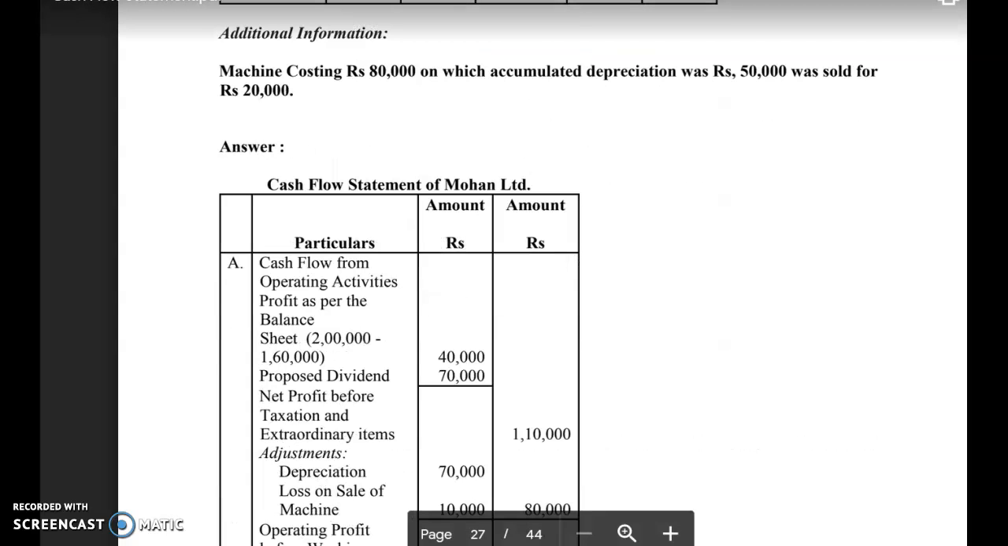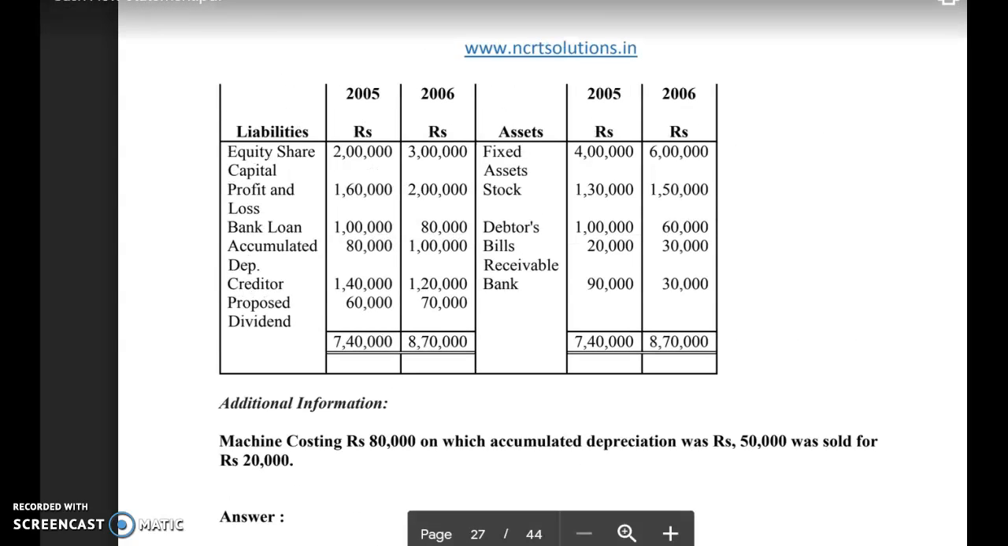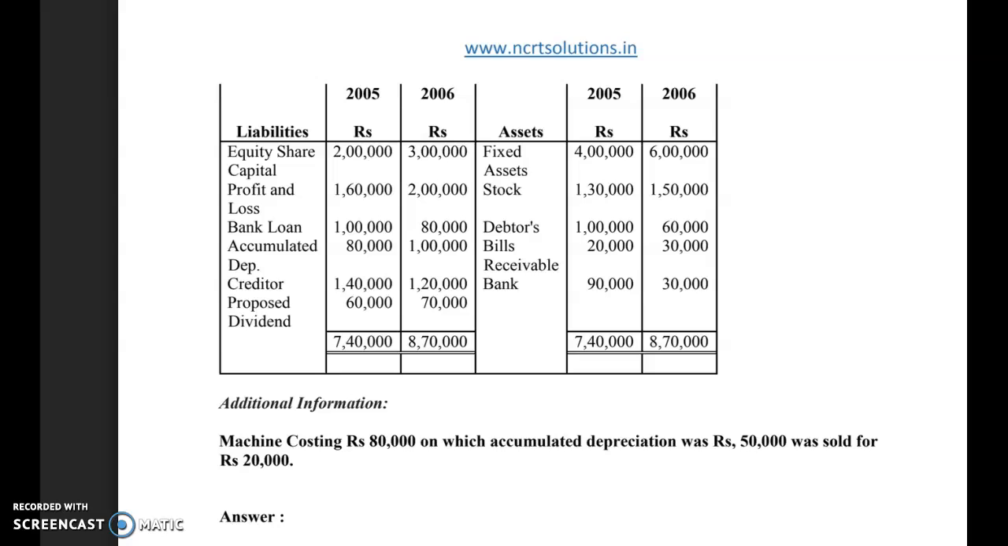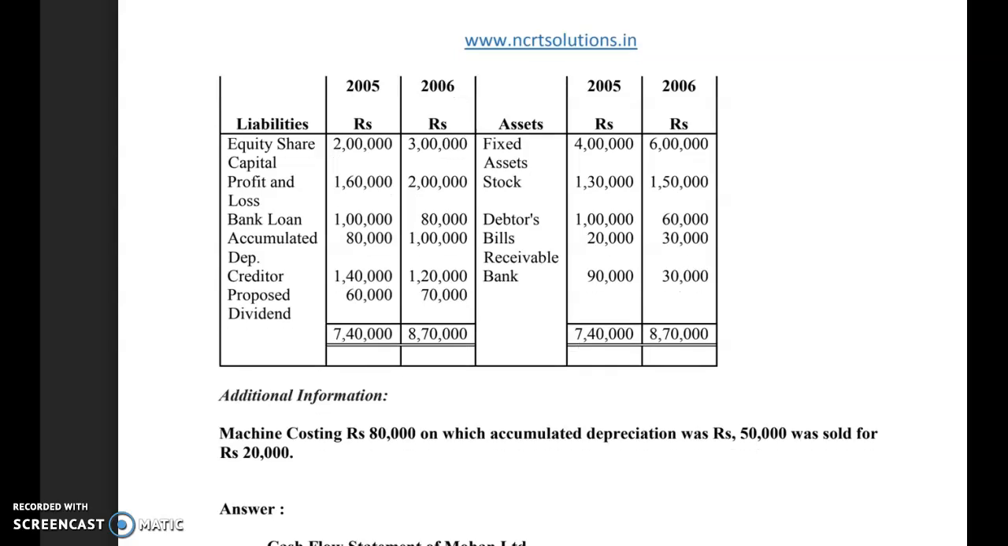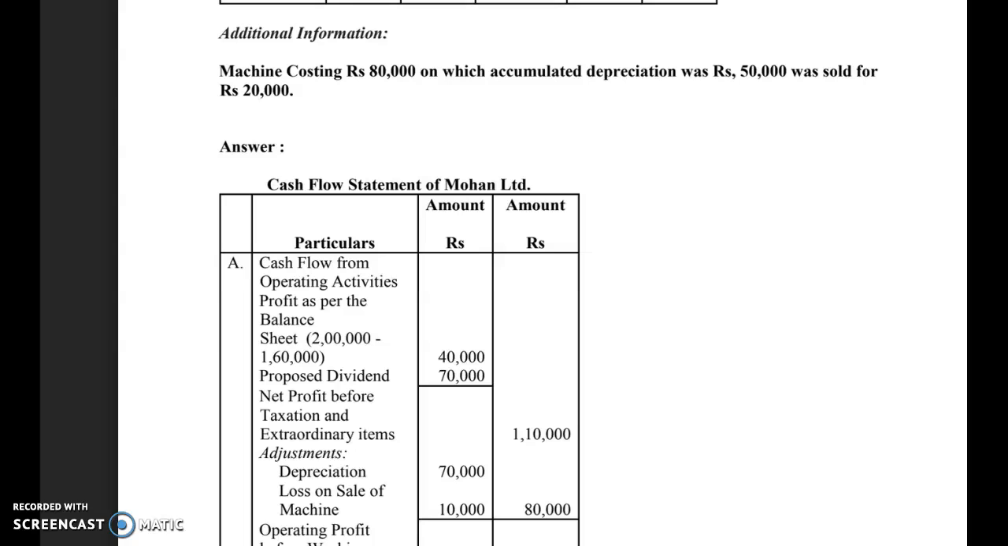So here we will start with the net profit of 40,000, that is the difference. Or you may take rupees 2 lakh as the total amount of profit for this year, and deduct 1,60,000, the previous year's profit balance. The result will be the same, 40,000. Now what we have to do? We have to get the net profit before taxation.